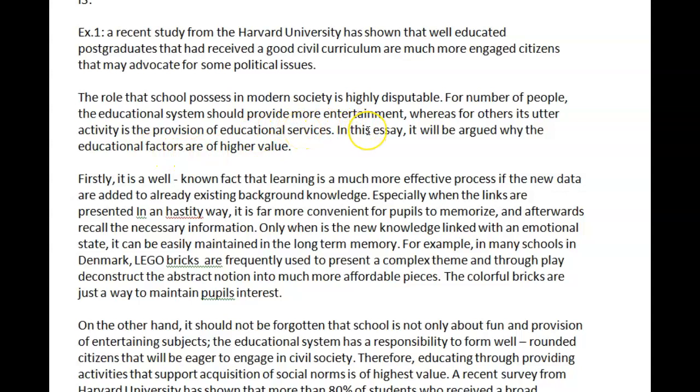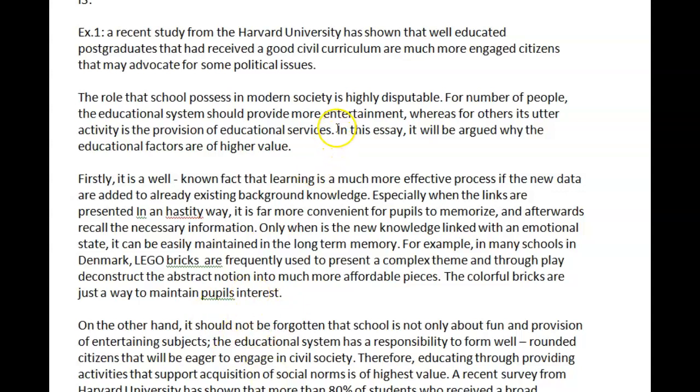"In this essay, it will be argued why entertainment has a role in education, but ultimately, academic knowledge is the sole purpose of our educational system." That would have made sense, okay? Where you essentially say, yes, we need some entertainment. However, this is more important. Okay? So that's something I want you to get into the habit of doing.